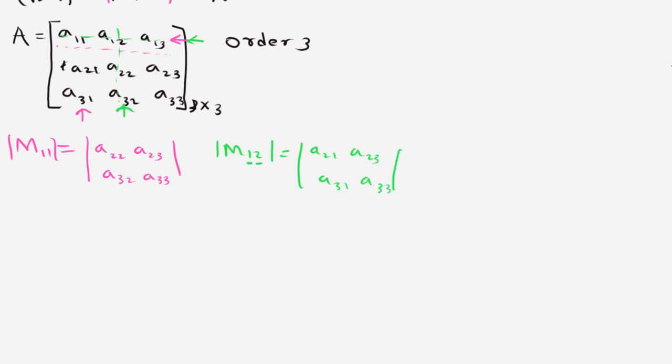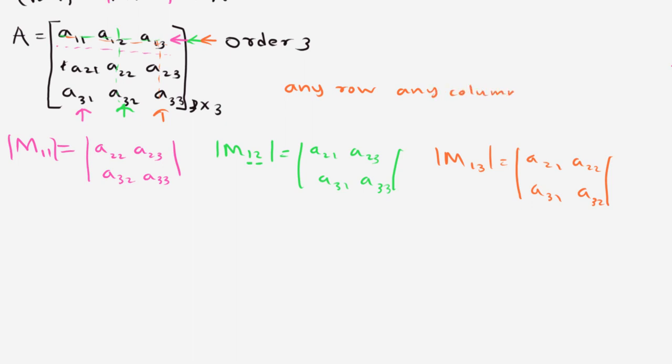Likewise, we can define any number of minors. I will just follow the order. I'm deleting the first row and the third column, and the resulting minor will be M13. Now we have A21, A22, and A31, A32. Likewise, you can delete any row and any column and produce the corresponding minor.